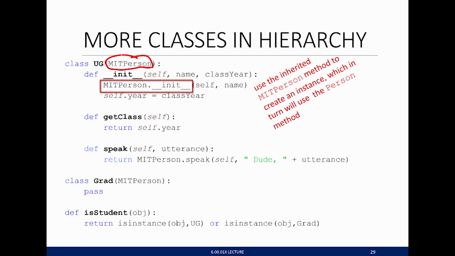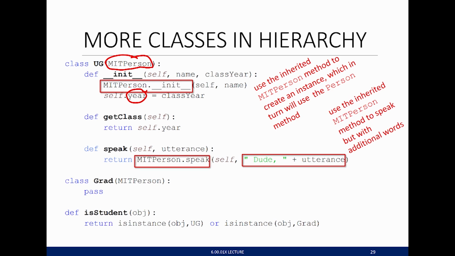On top of that, once I've created that instance, I'm going to bind year as a data attribute to the class year of this student. I could, of course, then get back the class year with a getter. The other thing I'm going to do here is give MIT undergraduates an ability to speak that's a little different. They are going to use the inherited MIT person speak method. So notice the call. I use MIT person dot speak to get that method that we just saw used from an MIT person. What I'm going to change though is add a little bit to what they actually say. And we'll see an example of that in a second.